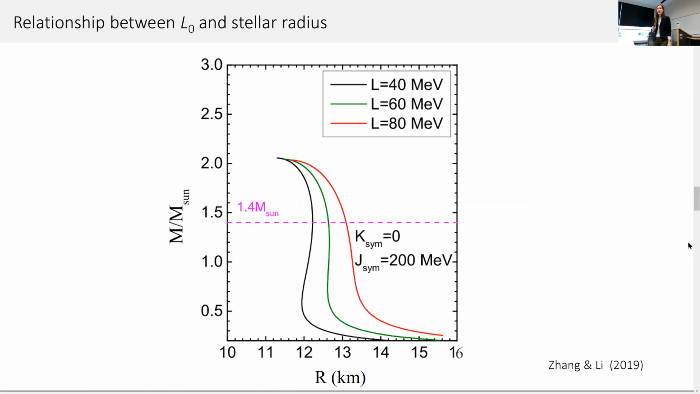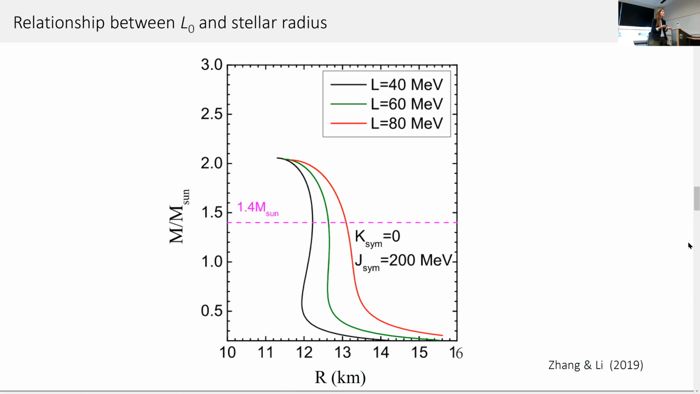And so you might see where I'm going with this, but we just saw that there is this strong correlation between the binary tidal deformability parameter and the neutron star radius. And now I'm telling you there's this relationship between the slope of the symmetry energy and the neutron star radius. So it might be natural to ask ourselves, can we use the gravitational waves to constrain this L parameter?